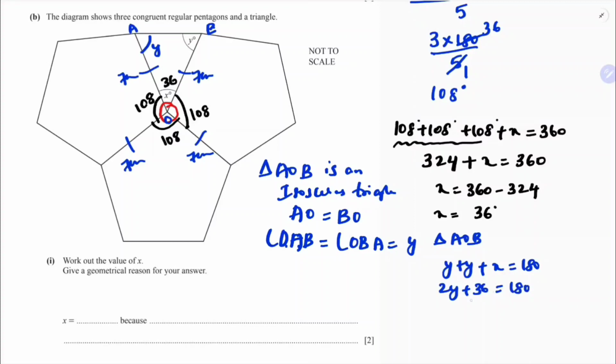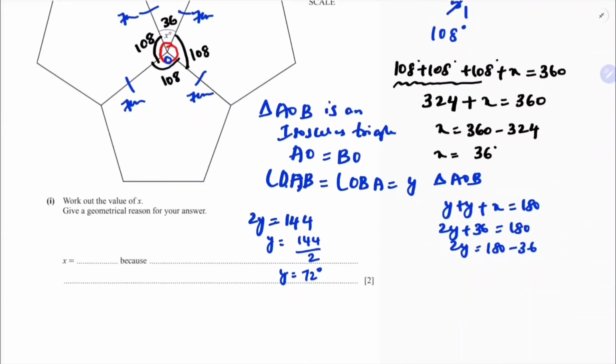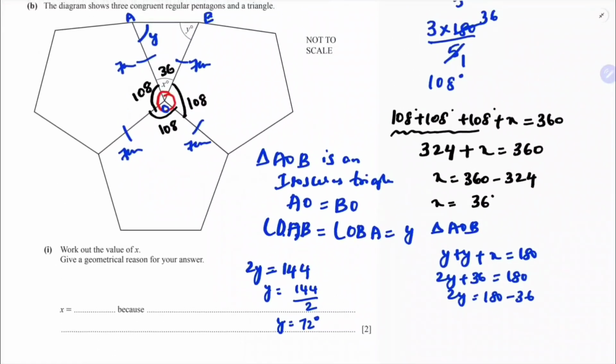2y plus 36 is 180. 2y is 180 minus 36. So 2y is 144. So y is 144 by 2. So y is 72 degrees. So the value of y is 72 and x is 36 degrees. So in this way we need to calculate x and y.